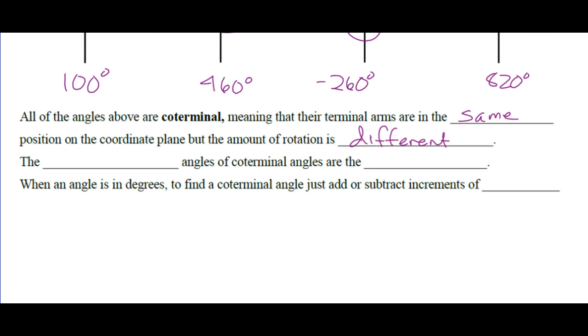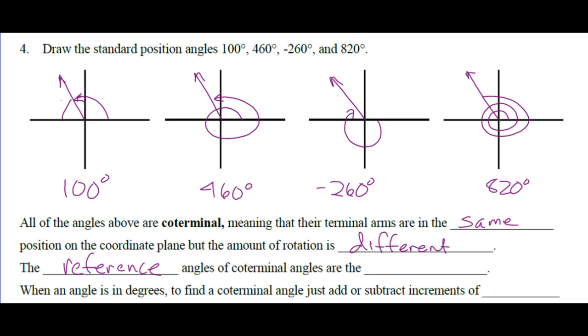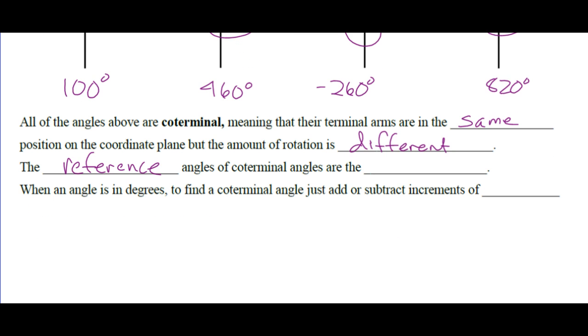The angles of coterminal angles are different, so the reference angles are the same. What's the reference angle for each of these? What's theta r? 80. What's theta r? 80. What's theta r? And what's theta r? Okay. So the reference angle is a positive acute angle, right? It's positive, it's less than 90 degrees. So the reference angles are the same.